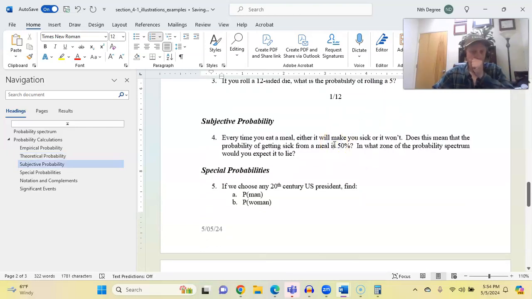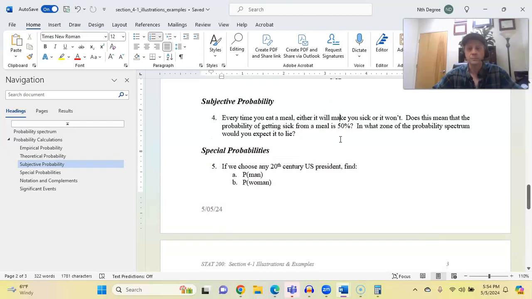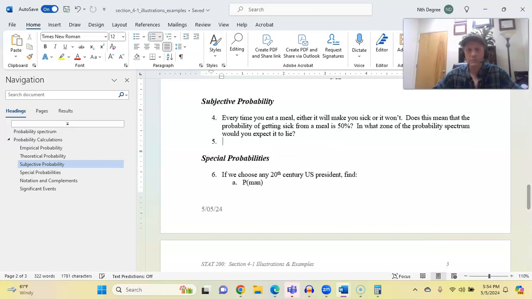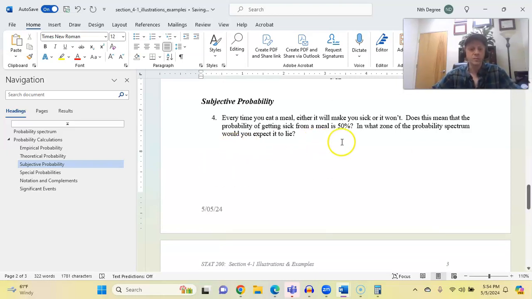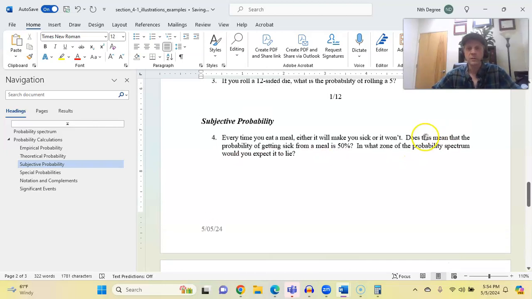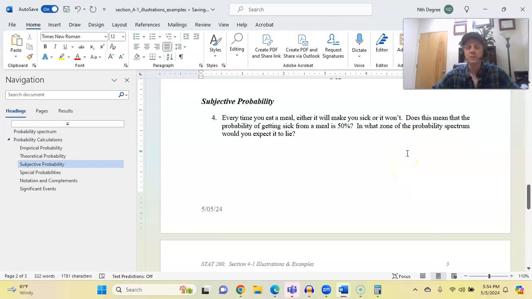Okay, what about a subjective probability question? Every time you eat a meal, either it will make you sick or it won't. Does this mean that the probability of getting sick from a meal is 50%? Sick or not sick? 1 out of 2. 50%? Does that make sense?